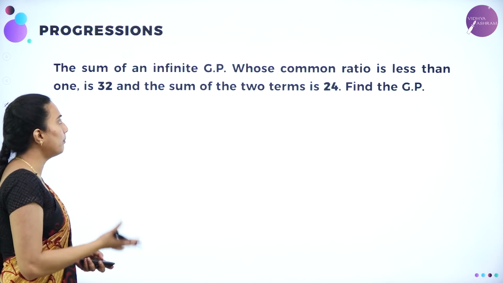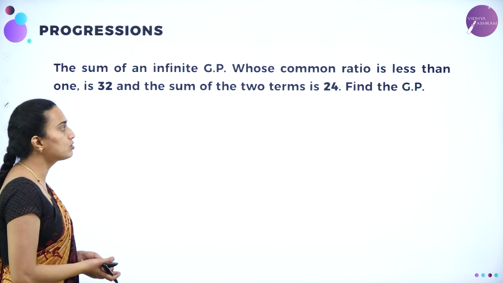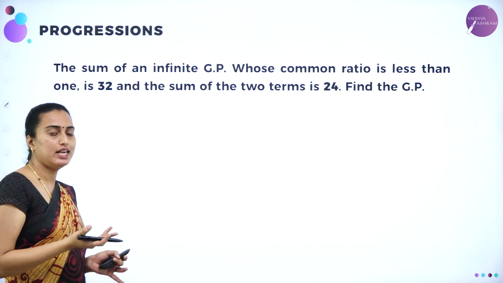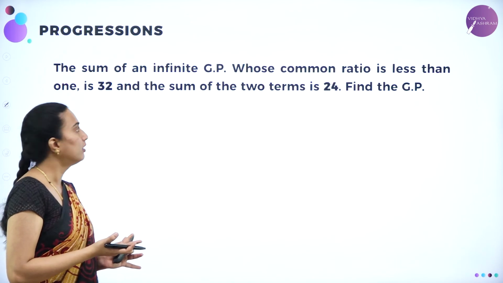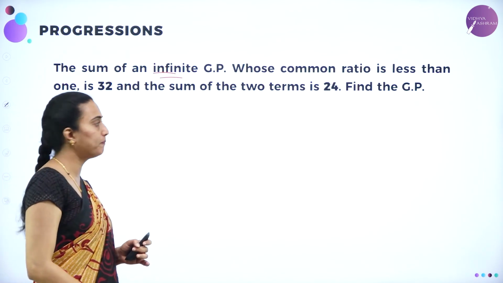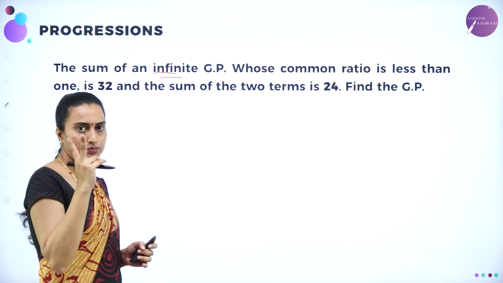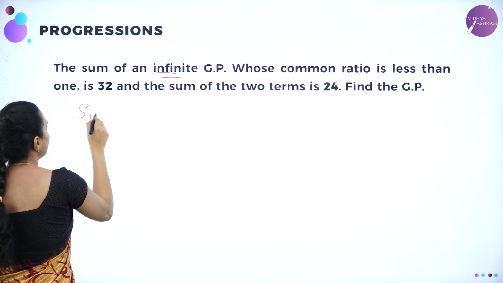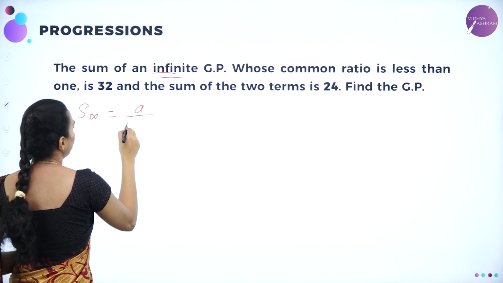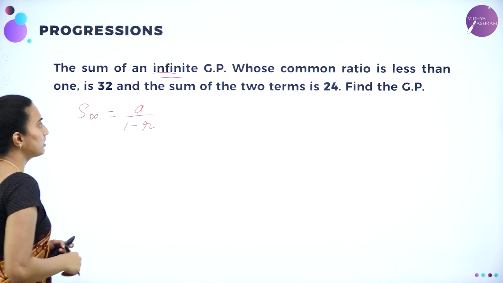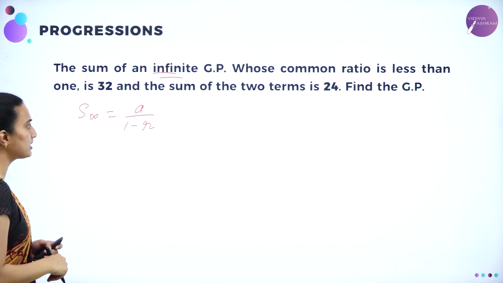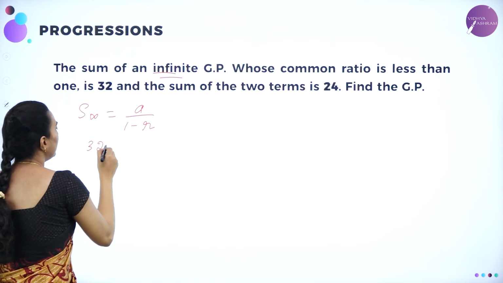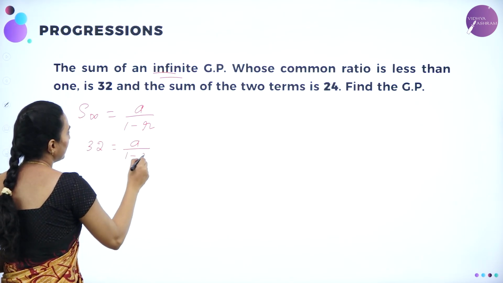They have given the sum of an infinite GP whose common ratio is less than 1. Less than 1 means you need to take S infinity, because they have given the sum of an infinite GP. And the sum of the first two terms is 24. Find the GP. We know that S infinity is equal to A divided by 1 minus R. So, the sum to infinite terms whose common ratio is less than 1 is 32. So, given 32 is equal to A divided by 1 minus R.